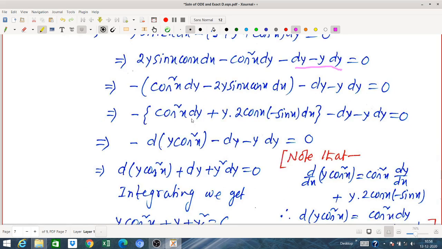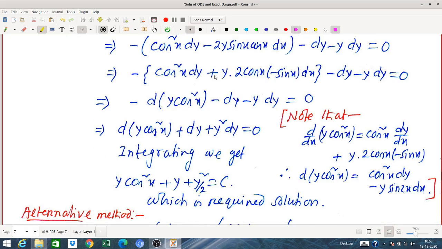So cos square x dy plus y into 2 cos x minus sin x into dx. So this I have written as d of y cos square x. From this line, if dx comes here, it will be cos square x dy, and it will be 2y cos x minus sin x into dx. Is it not? So that I have written.